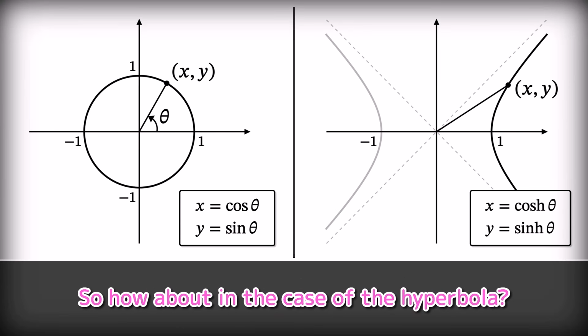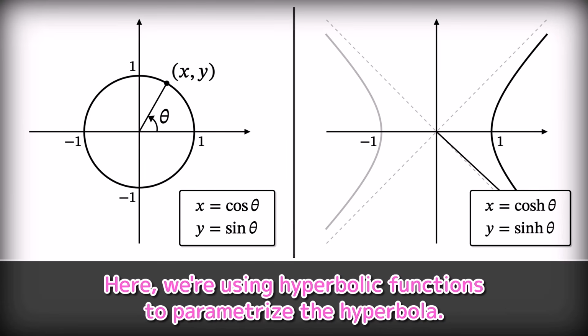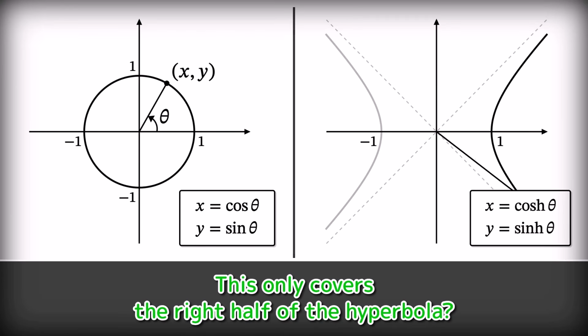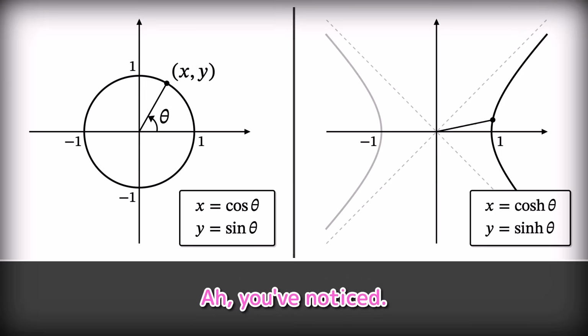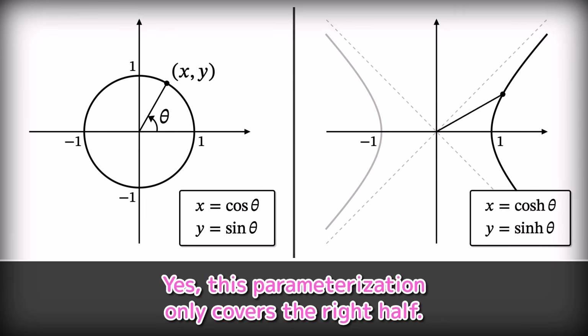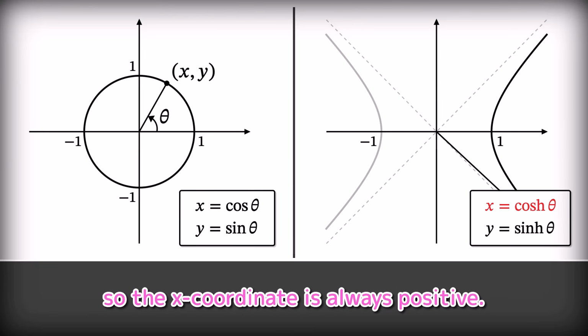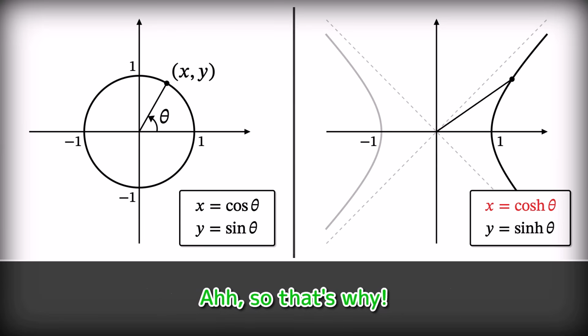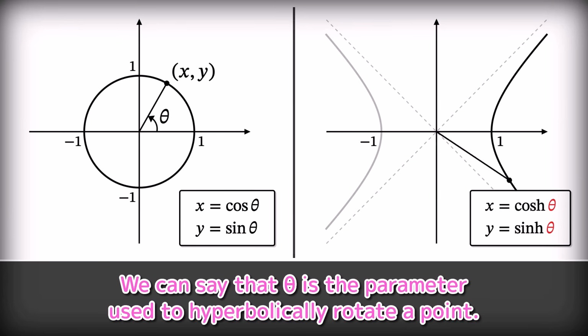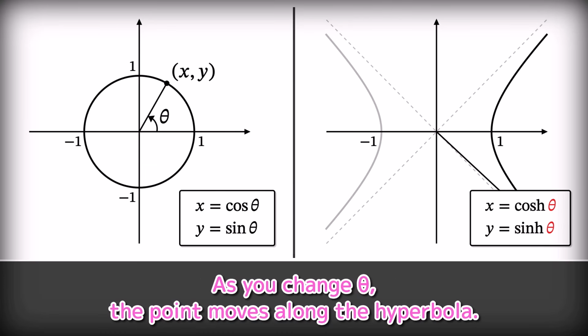So how about in the case of the hyperbola? Here we're using hyperbolic functions to parameterize the hyperbola. Huh? Wait a sec. This only covers the right half of the hyperbola. Ah, you've noticed. Yes, this parameterization only covers the right half, because hyperbolic cosine of theta only takes positive values, so the x-coordinate is always positive. Ah, so that's why. Now then, we can say that theta is the parameter used to hyperbolically rotate a point. As you change theta, the point moves along the hyperbola.